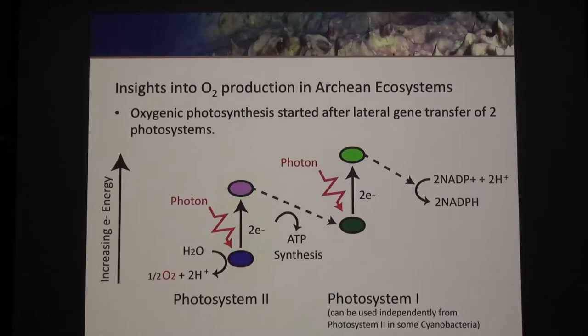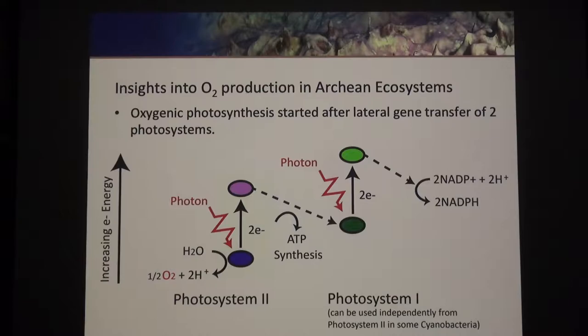So this gets to some of the insights that I think combining the geologic, environmental, and genomic evidence, it really seems unlikely that the photosystems evolved within the cyanobacteria or that they were entirely lost by the melanobacteria. So this strongly supports the favored model for most people, that oxygenic photosynthesis started with a lateral transfer of two whole gene systems into a non-photosynthetic organism.